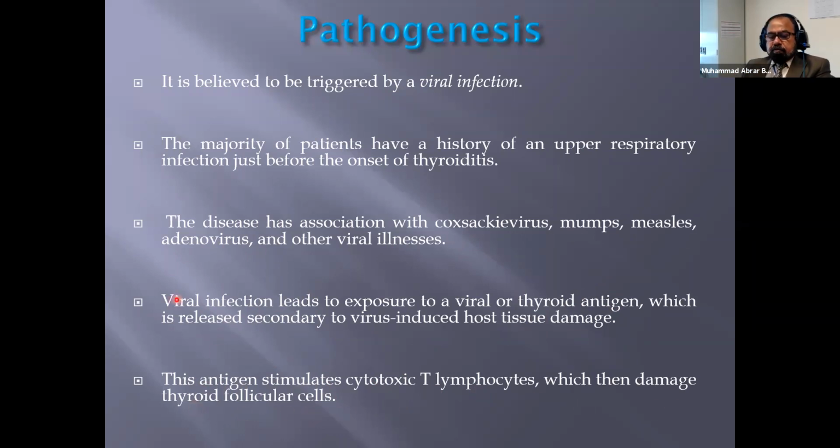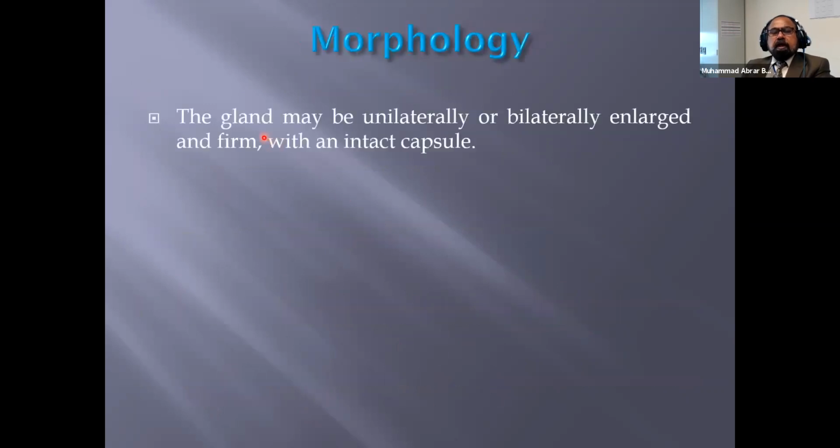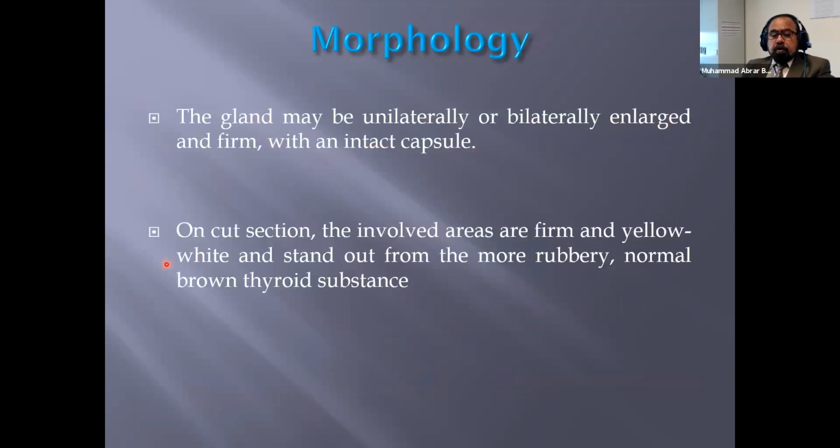Okay, so this virus induces damage to the thyrocyte. This leads to release of thyroid antigen, and this antigen stimulates cytotoxic T lymphocyte, and this cytotoxic T lymphocyte damages the cells. So the gland may be unilaterally or bilaterally enlarged. They are firm with an intact capsule. On cut section, the involved areas are firm and yellow white.